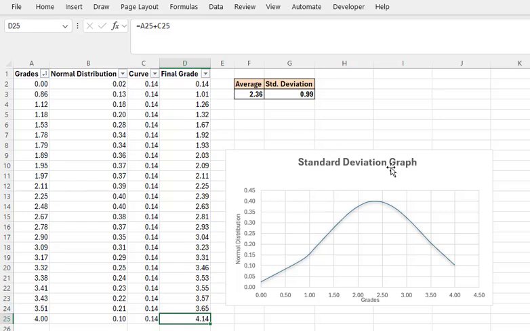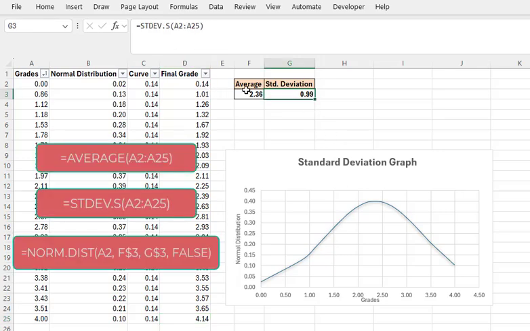Anyway, so this is how you end up with a standard deviation graph. That's how standard deviation works. All of the different formulas are in here. I showed them to you: the normal distribution, the average, and the standard deviation to get to that and how we got to this graph over here.